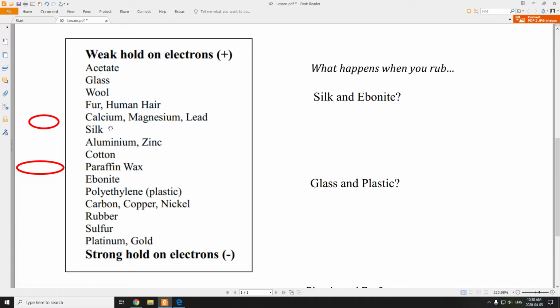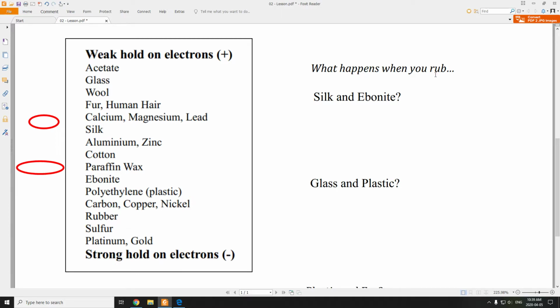So it really comes down to just finding the two materials you're rubbing, looking at which one is near the top, losing the electrons, becoming positive, and which one is closer to the bottom, gaining the electrons and becoming negative. Let's do some examples here.